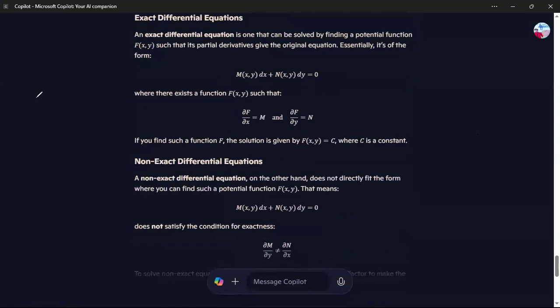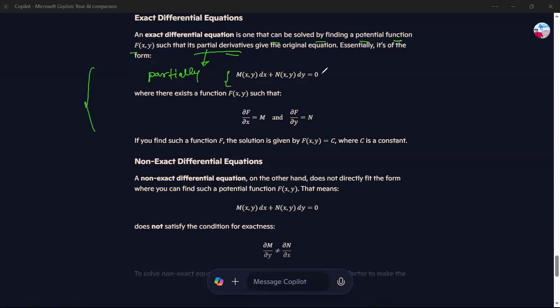So an exact differential equation is one that can be solved by finding a potential function f of x, y such that its partial derivatives match. It's a new concept to us, where we differentiate a function partially. Just read and try to understand. It's not in your syllabus that much, and detailed questions will not be asked from this topic, but we need to understand it so that we can wrap our heads around what we are going to discuss further.